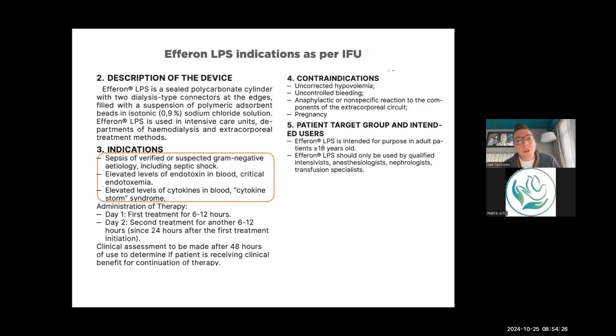If we look at the IFU and indications for Efferon LPS, you can see that it's very clearly stated that it's indicated in sepsis of verified or suspected gram-negative etiology, but also any kind of elevated levels of endotoxin and cytokines is an indication for use.